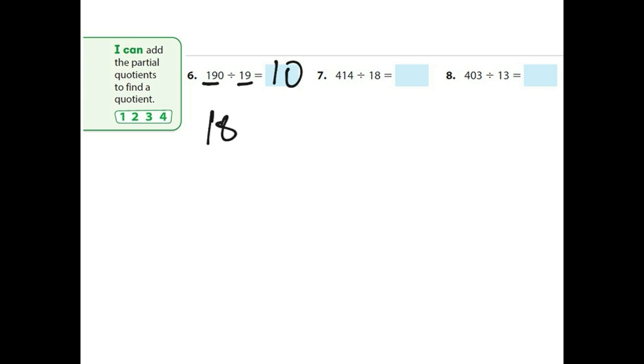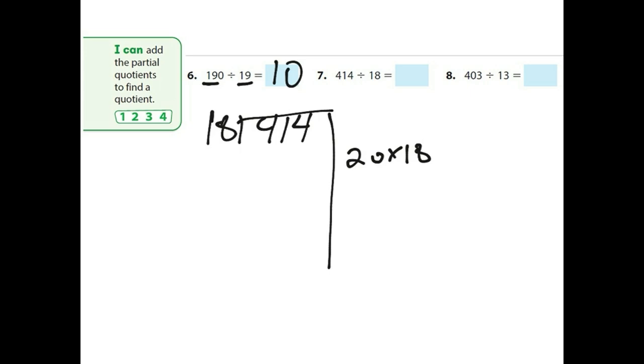So 18 into 414. Well, 2 times 18 is 36, right? So 20 times 18 is going to be 360.